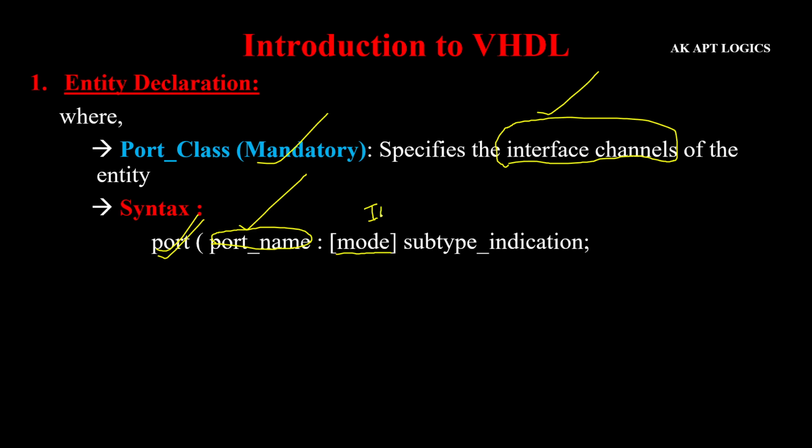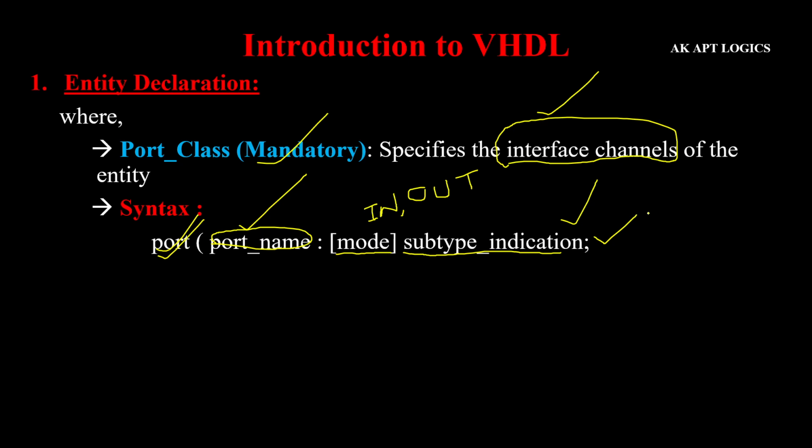You should mention "in" for the input, and you should mention "out" for the output. Next, the subtype indication means the type of the port, whether it may be std_logic or bit_vector. It can be anything. Similarly, this is one port, whether it may be the input or the output.